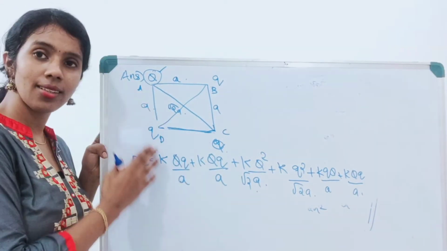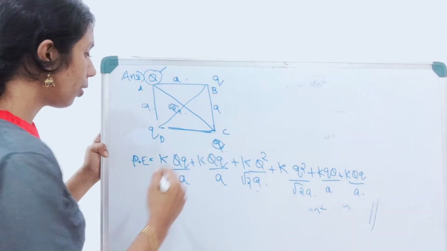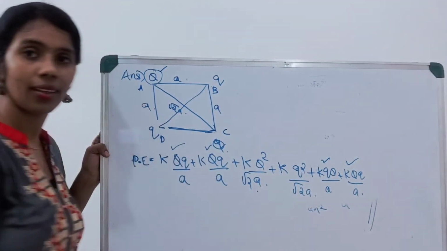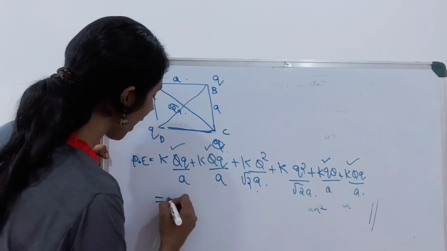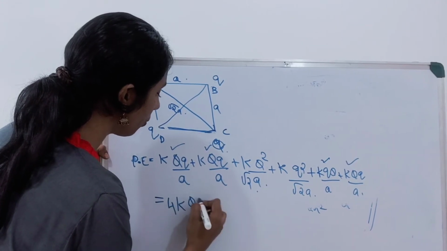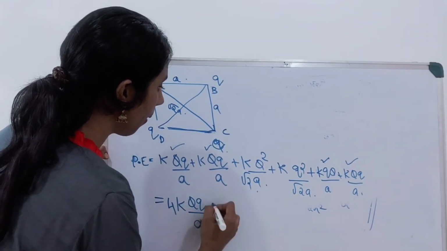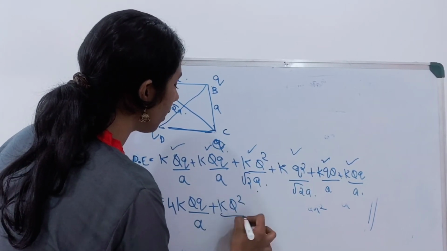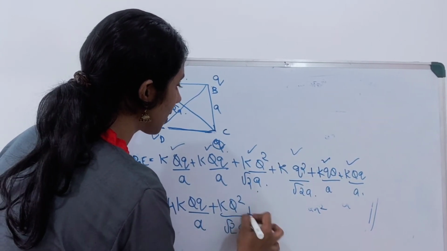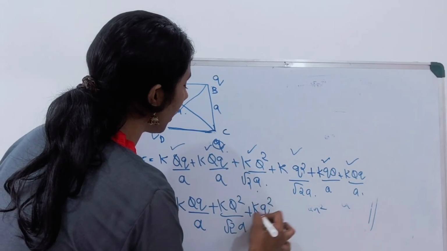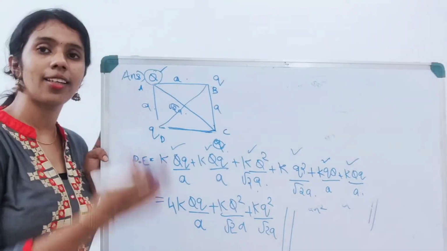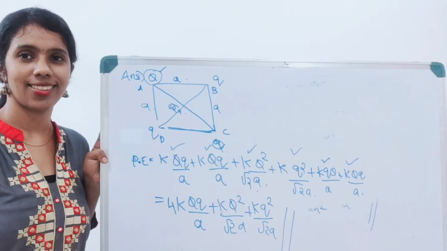So here we considered all the charges. There are 4 expressions of KQq by A, so altogether I can write it as 4KQq divided by A plus the remaining expressions, KQ square divided by root 2A plus KQ square divided by root 2A. This is the potential energy of the given system of charges.